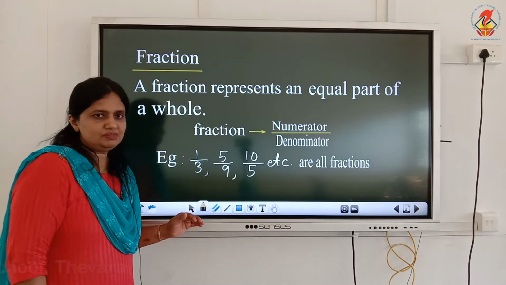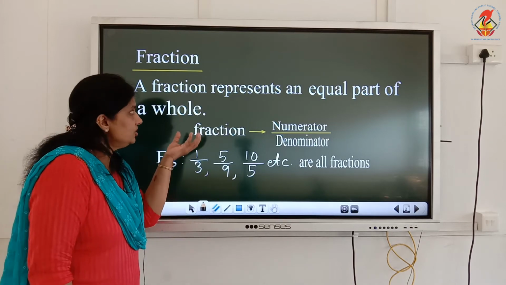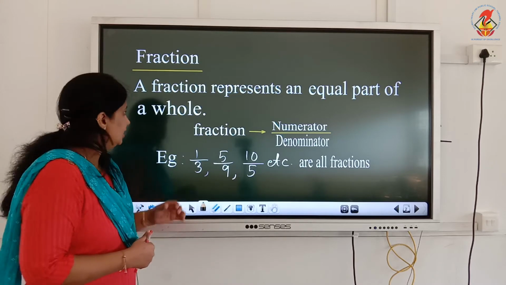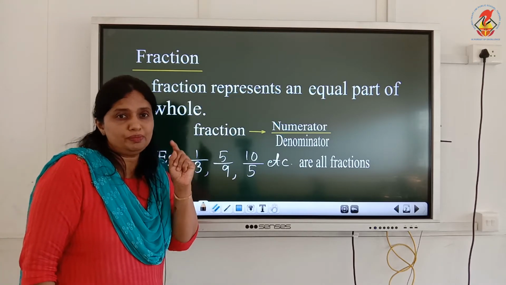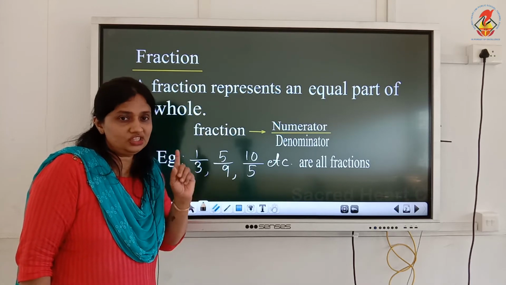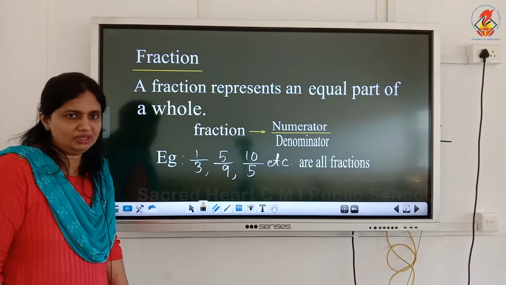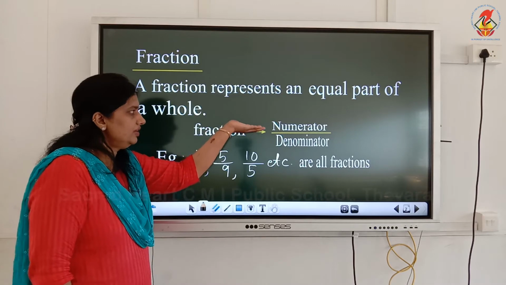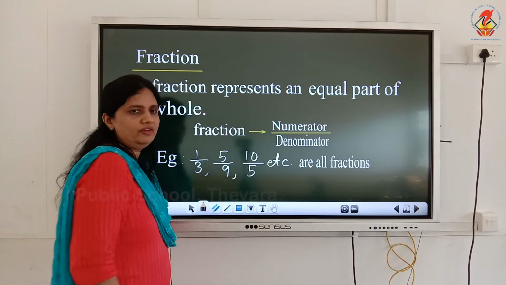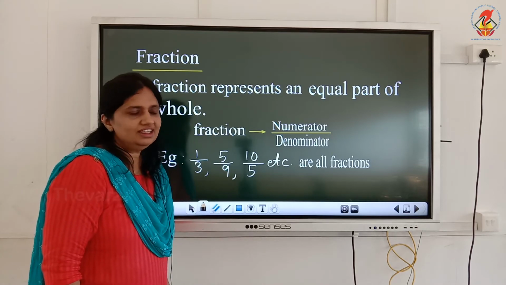I will explain one more time what a fraction is. A fraction represents an equal part of a whole. And a fraction has two parts. Did you remember that? What are they? Numerator and denominator. The upper part of the fraction is called what? Numerator. And the below part is called what? Denominator. Is it clear? I told you, right?